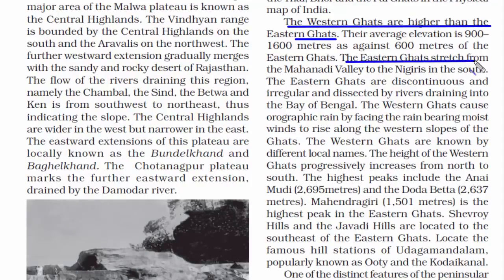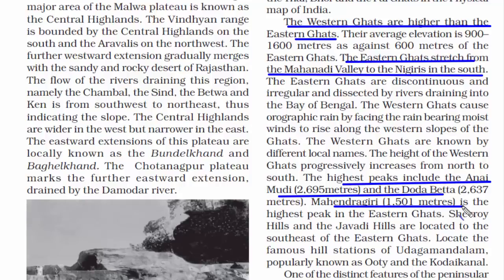The stretch of Eastern Ghat is from Mahanadi Valley from Odisha to the Nilgiris in the south. And the Western Ghat starts near the border of Gujarat and Maharashtra, where it is given a name Sahyadri and reaches all the way till Nilgiris in Tamil Nadu. So the highest peak includes the Annaimudi and the Doda Betta. And in Eastern Ghats, the highest peak is Mahendragiri.